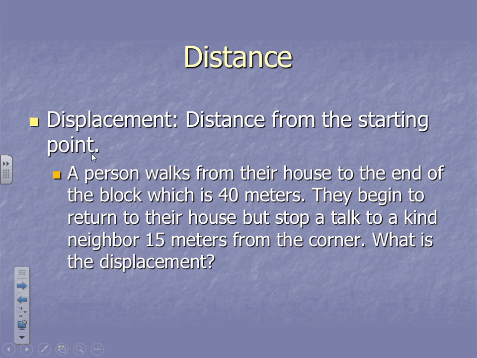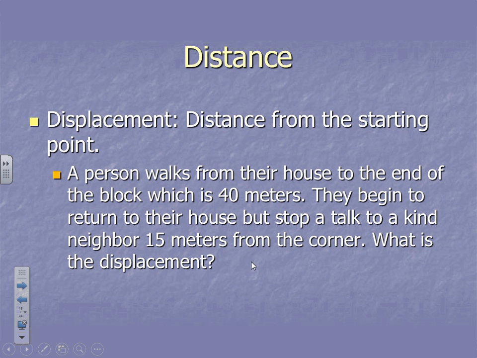Displacement is the distance from the starting point. So we have a question here for you. If we're going to just talk about the distance from the starting point, see if you can solve this. A person walks from their house to the end of the block, which is 40 meters away. They begin to return to their house, but stop and talk to a kind neighbor, which is about 15 meters from the corner that they were at. Now, what is their displacement?